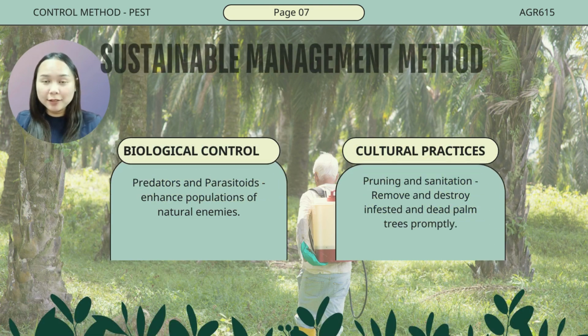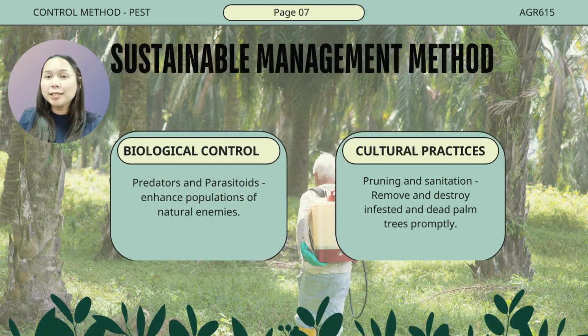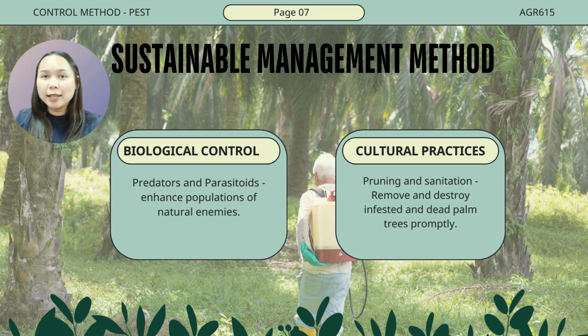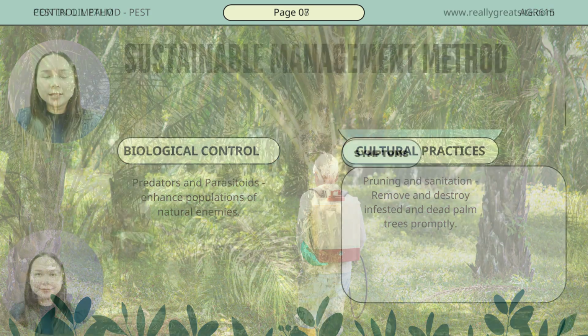Sustainable management methods for the red palm weevil, which is by biological control. It introduces or enhances populations of natural enemies such as predatory beetles or parasitoid wasps, which can help control red palm weevil larvae. Next is cultural practices. Remove and destroy infested and dead palm trees promptly. Regular pruning and sanitation practices can reduce breeding sites and minimize the spread of the weevils.